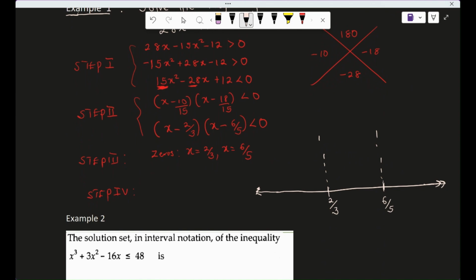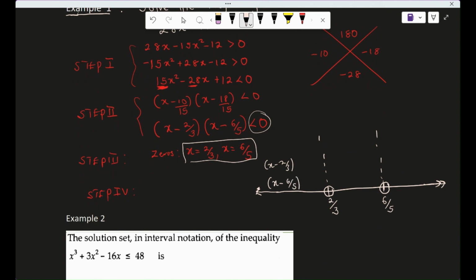But another important piece of information is that there is no equal to 0 here. What we have is strictly less than 0. These zeros will make this polynomial actually 0, but there is no equals to 0 in our inequality. So we have to open up these zeros. We put an open circle, which means they will not be included in our solution. Now we put the factors here, which we had, x minus 2 over 3, and also x minus 6 over 5.